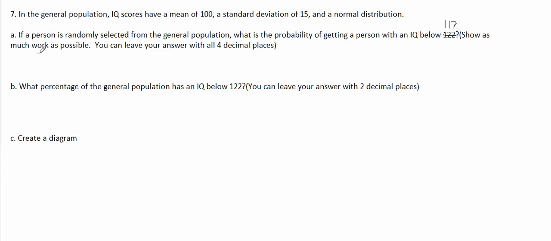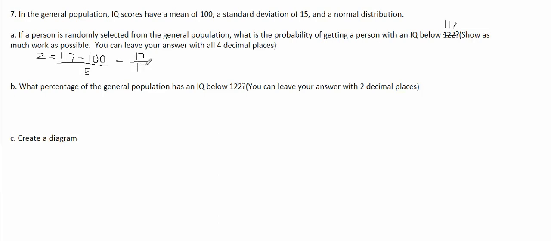So first we have to do our z-score formula. So it's going to be the number that we're turning into a z-score, which is 117, subtracted by the mean, 100, divided by the standard deviation, which is also provided, it's 15. The mean and standard deviation are provided. So what we're going to do now is subtract on top and divide by 15.